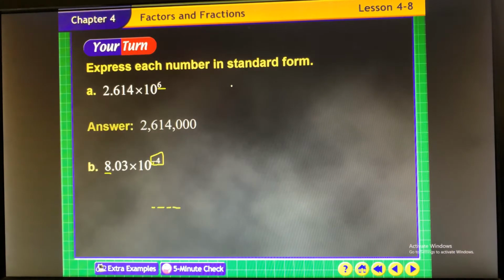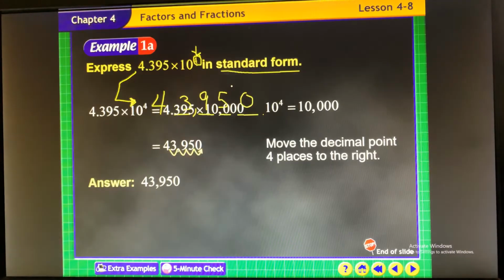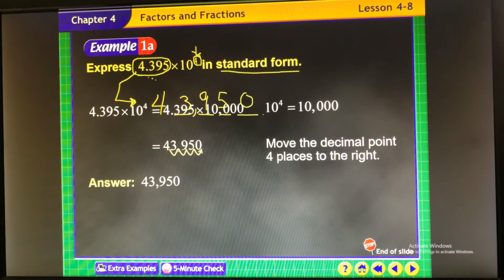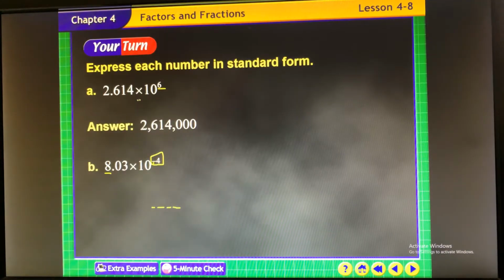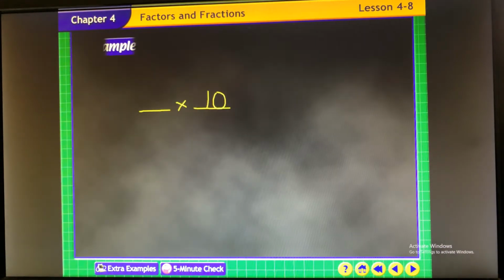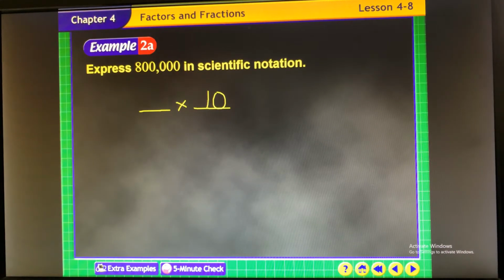Now, the other thing I want you to notice on all of these that we just did, the first number is always less than 10, but greater than or equal to 1. Less than 10, but greater than or equal to 1. So I need to create a number. So the decimal is currently right here.